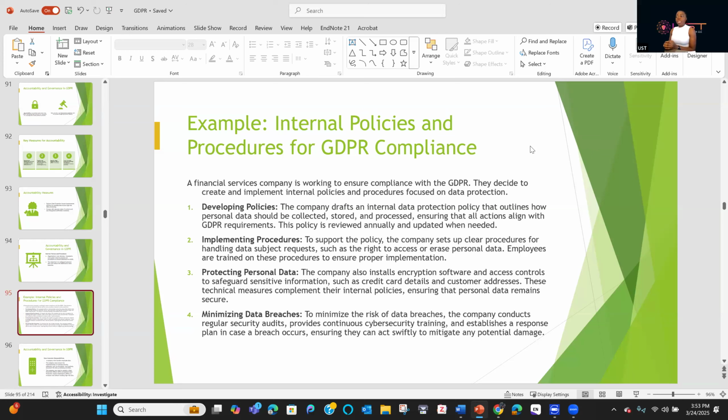The next one, minimizing data breaches. To minimize the risk of data breaches, the company conducts regular security audits. Do you see? These are things that we do on a timely basis, regularly, annually, in intervals, you keep doing that. There are times you even do periodic auditing, just to make sure that if there are any underlying issues in your organization, you will be in a better place to discover them, right? Provide continuous cybersecurity training. We already developed a policy on that, and you saw that, right? And establish a response plan in case a data breach occurs, ensuring they can act swiftly to mitigate potential damages, right?